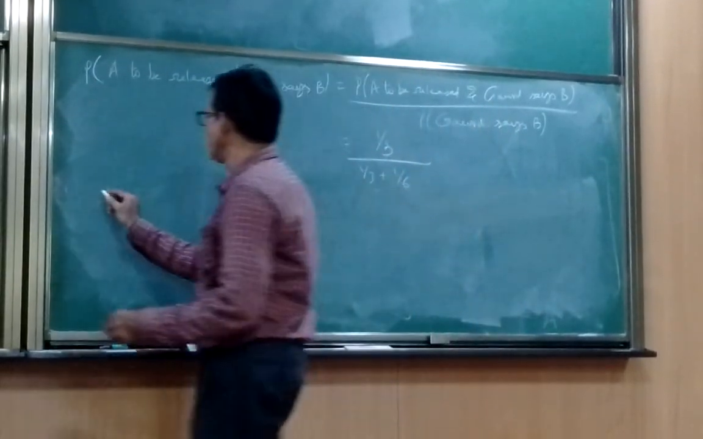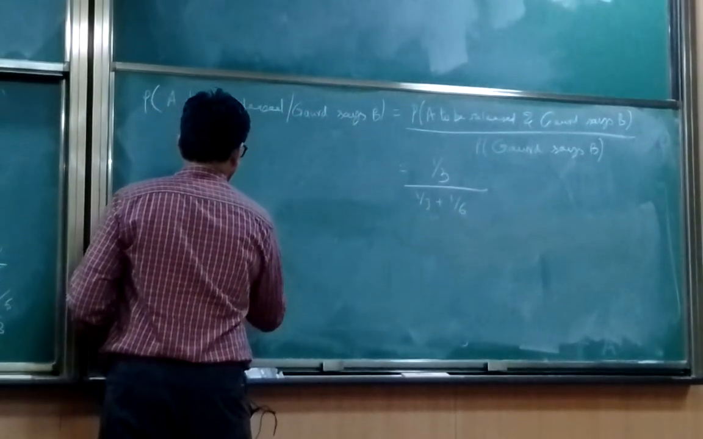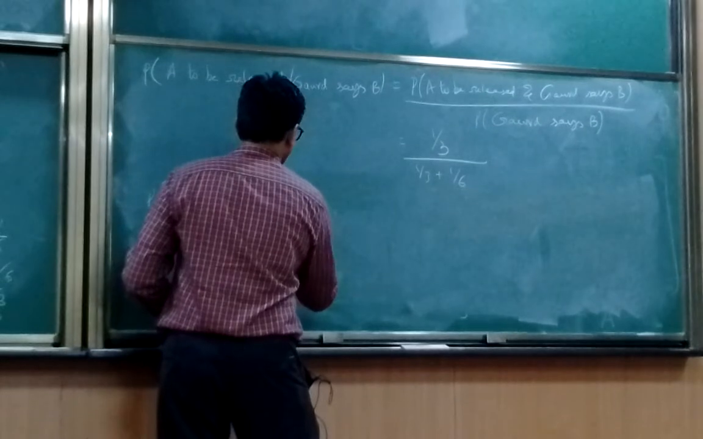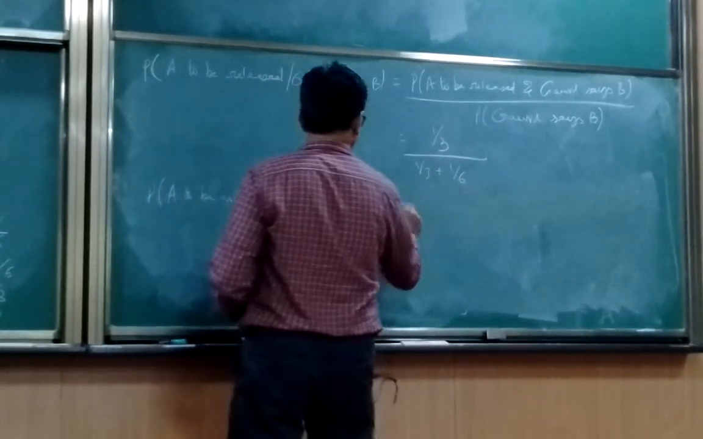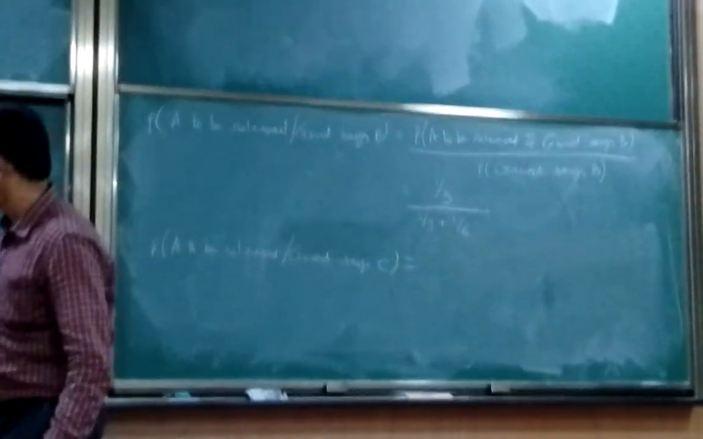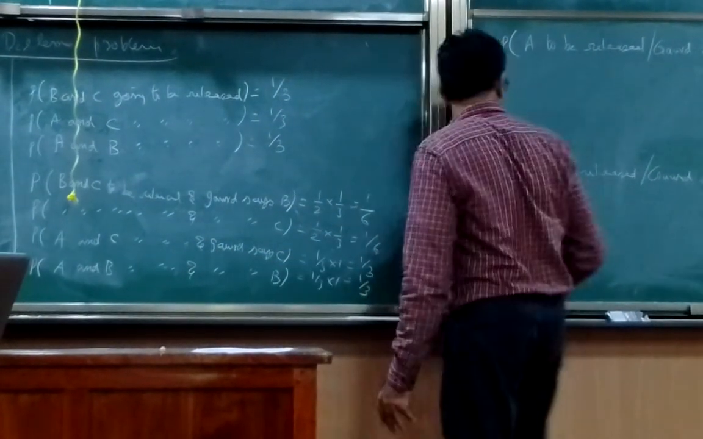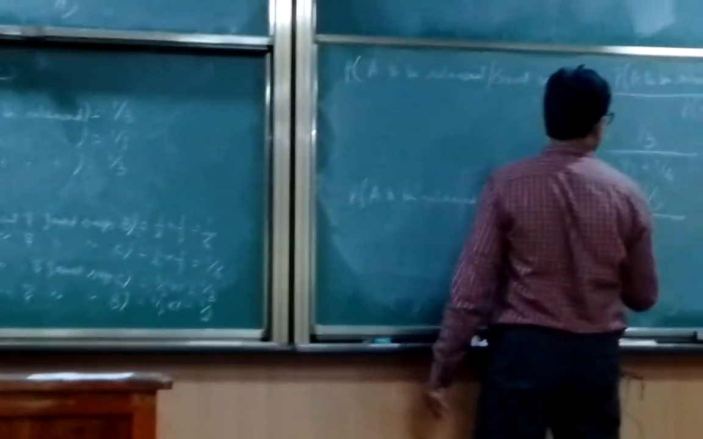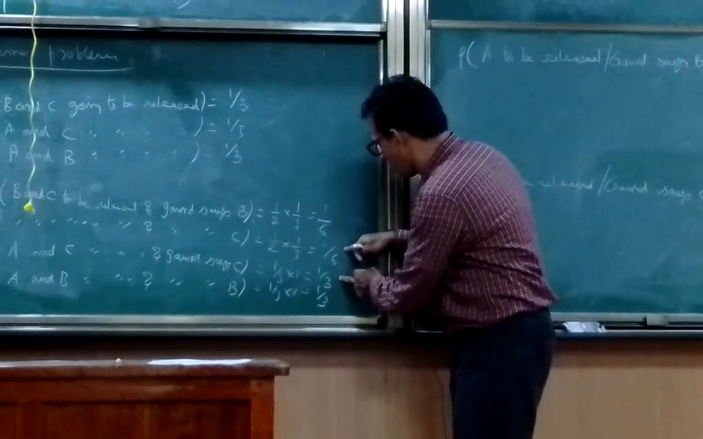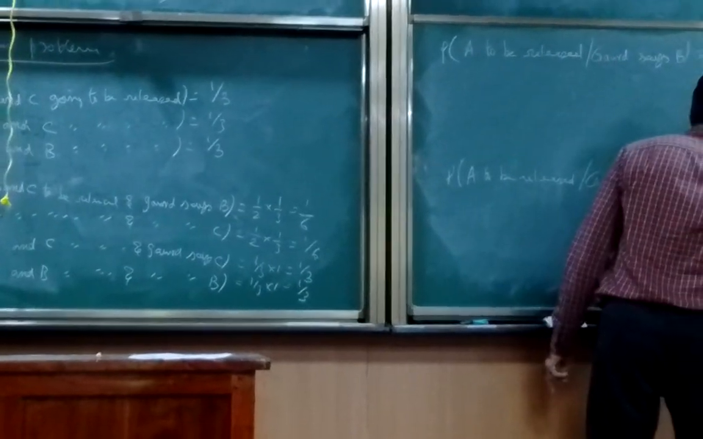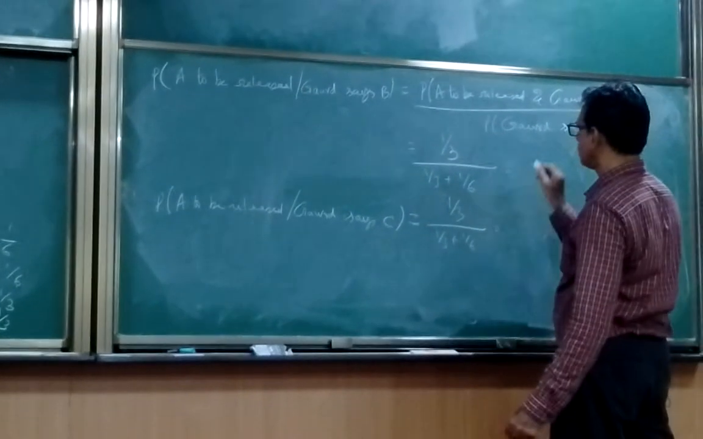The same thing we can do for the other one also. Again the same thing, God says C, and then say this one. A is going to be released and God says C is 1 by 3, divided by the probability that God says C, which is the sum of these two things, 1 by 3 plus 1 by 6. Okay, what is this? How much is this? 2 by 3.